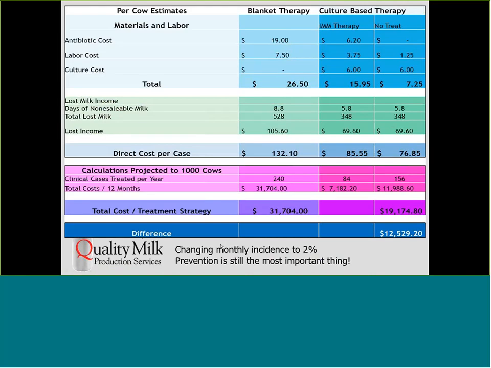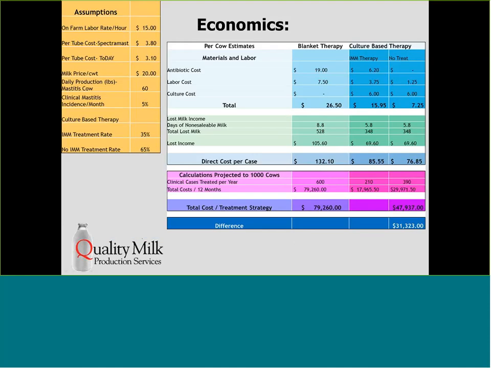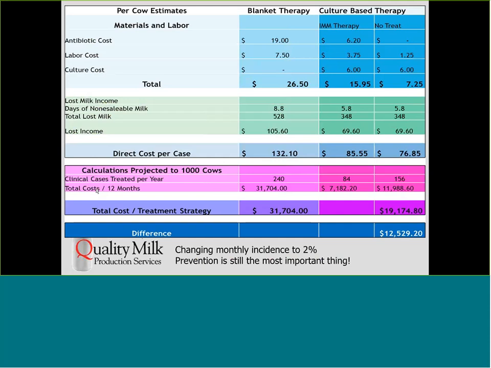How about we change the monthly incidence to 2%? Remember, back here we were at 5%, but let's say we do all kinds of smart things and we decrease mastitis monthly incidence to 2%, which I will assure you is a very good thing. This program still pays upside of $12,000 per 1,000 cows, but it also shows the great impact of preventing clinical mastitis cases. There's no doubt we spent the last 45 minutes here talking about what to do when we get a clinical case. Prevention is still the most important thing.